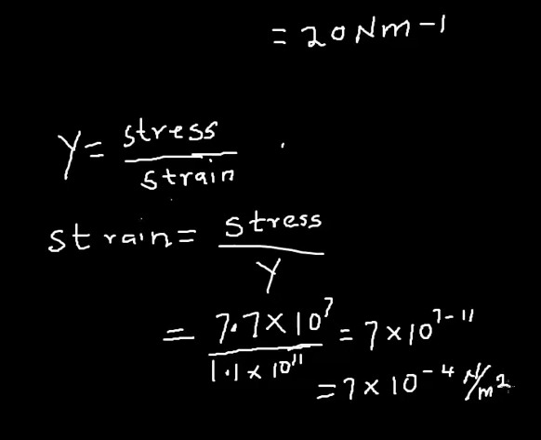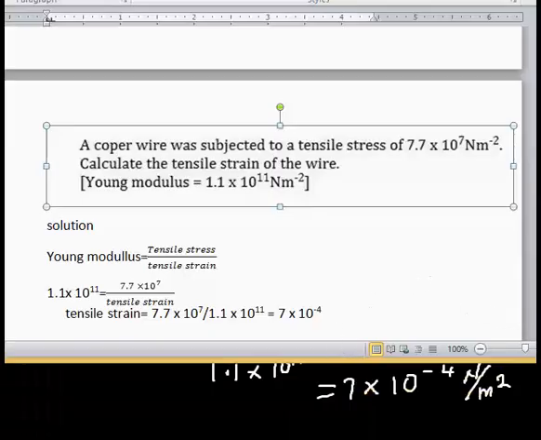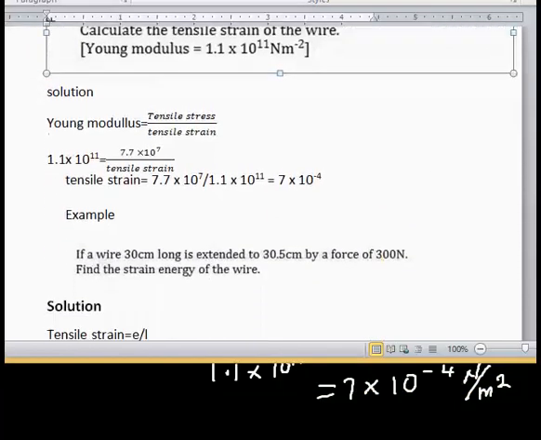And Young modulus is measured in Newton per meter square. Why Newton per meter square? Because strain doesn't have any units, but stress here is measured in Newton per meter square. So that's why Young modulus is measured in Newton per meter square. I hope that is well understood.